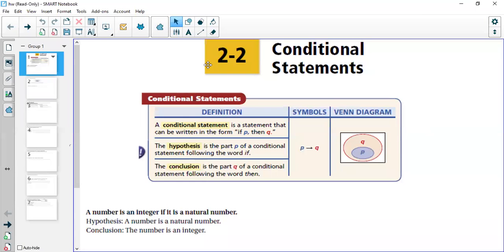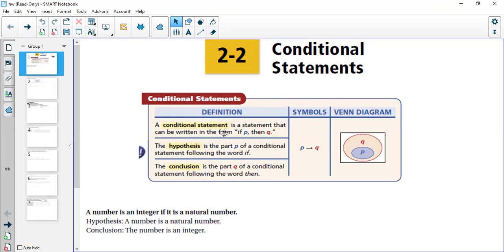Hello all. In this video we'll be looking at chapter 2, lesson 2, which is about conditional statements. In the previous video we learned about inductive reasoning. In this lesson we'll be looking at conditional statements. This is something new, so let's first go through what these conditional statements mean. As you can see, these are the three things we are going to be dealing with in this lesson.